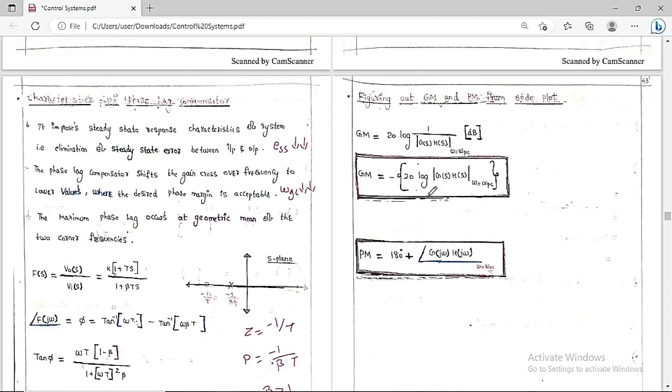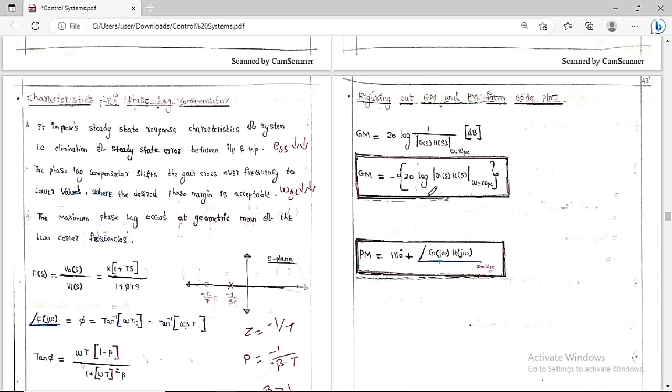Now we'll discuss some more important concept, which is figuring out the gain margin as well as the phase margin from the Bode plot. So how to figure out the gain margin as well as the phase margin from the Bode plot? This concept we are going to study now.